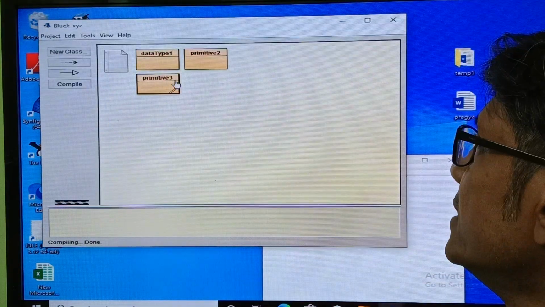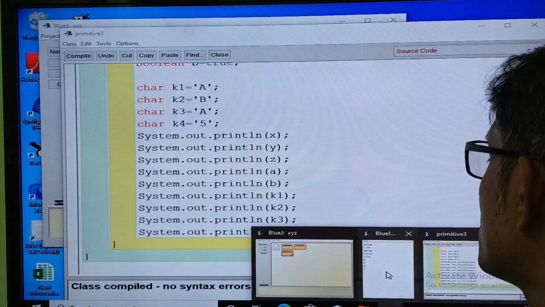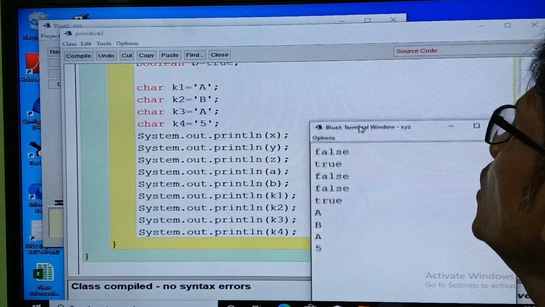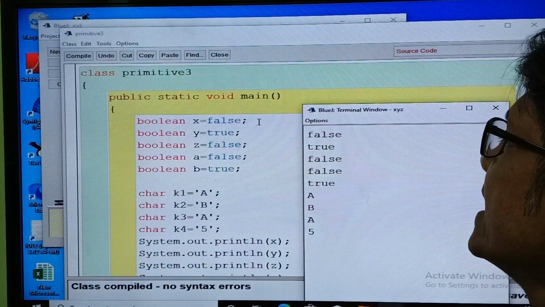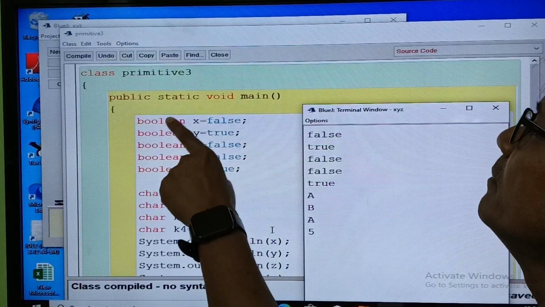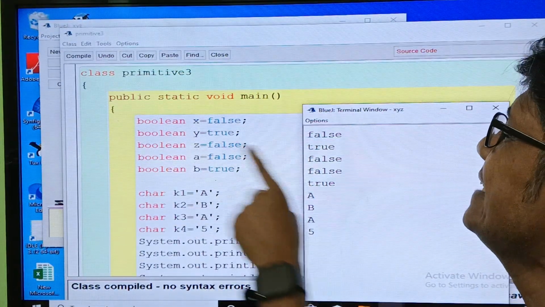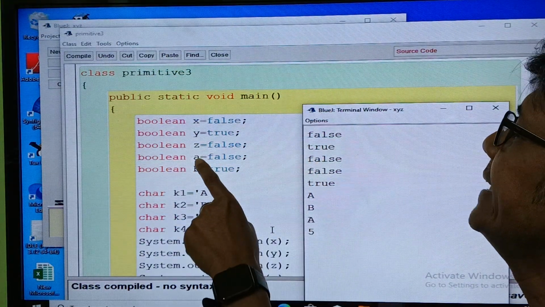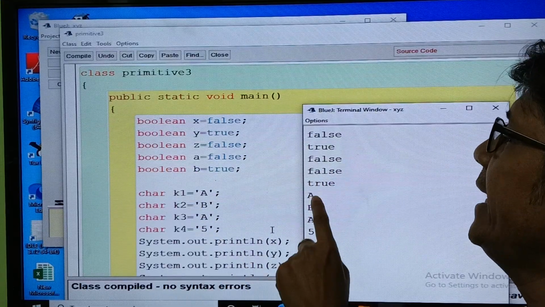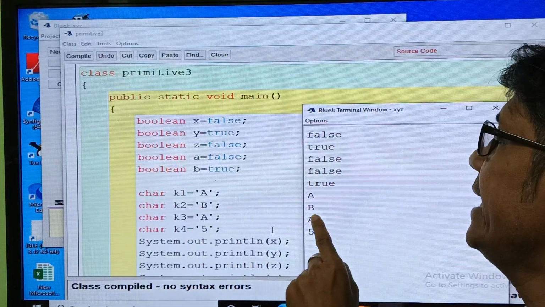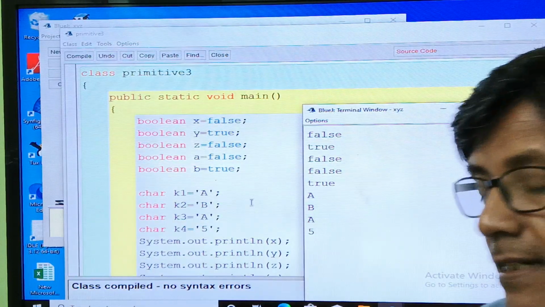Okay, now close. Right click, void main. Check, this is your answer. So whatever I have written, all this answer you check. Check, this is your answer. X if you print this, false, Y if you print this, true, Z it is false, A this is false, B true, this is K1 A, K2 B, K3 A, K4 5. So this is the answer we are getting in correct form.